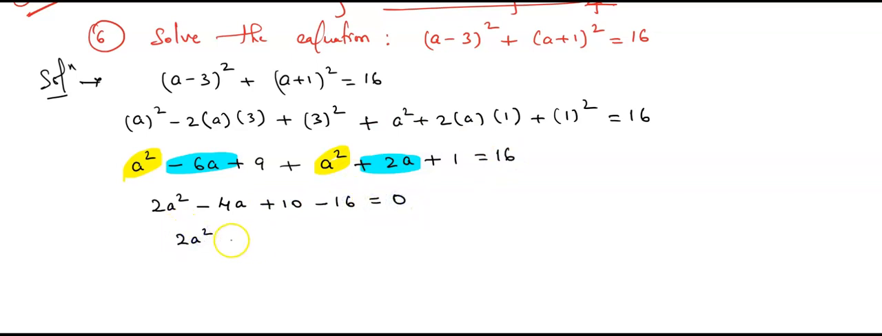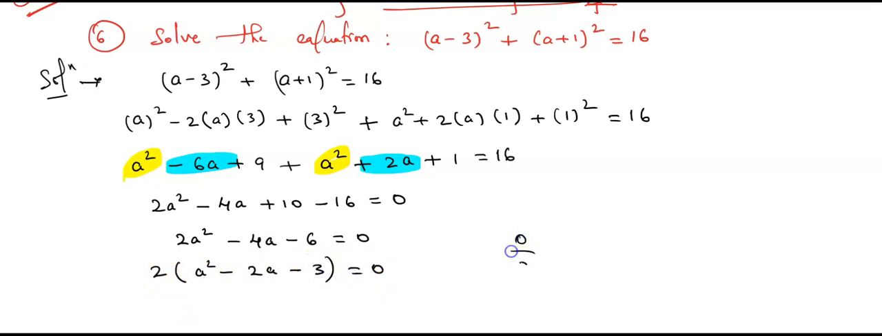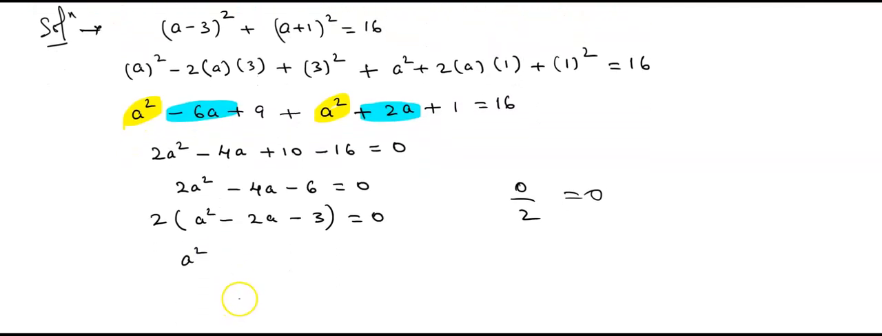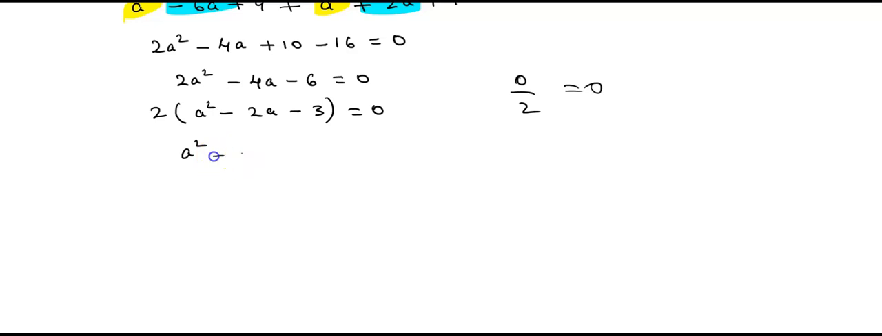Then we can say that 2a square minus 4a, 10 minus 16. In 10 can you subtract 16? No. No means 16 minus 10 is nothing but 6, so minus 6, equal to 0. Now we can take 2 as common, then a square minus 2a minus 2 3s are 6, so minus 3, that is equal to 0. Now 2 will come here, that is 0 by 2 if you cross multiply. 0 by 2 is nothing but 0. Then we can directly write here as a square minus 2a minus 3 equal to 0.